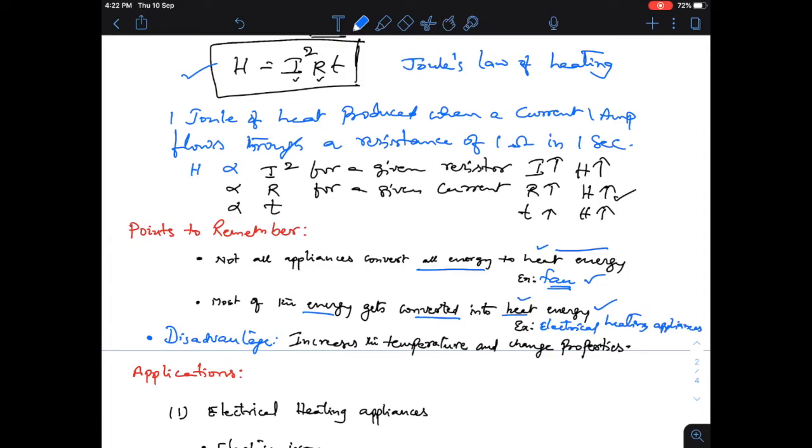There is one important disadvantage. What is it? Because of getting converted into heat energy, it increases the temperature of the components of the electrical circuit, and therefore it changes their properties. So this is a major disadvantage of the heating effect of electric current.